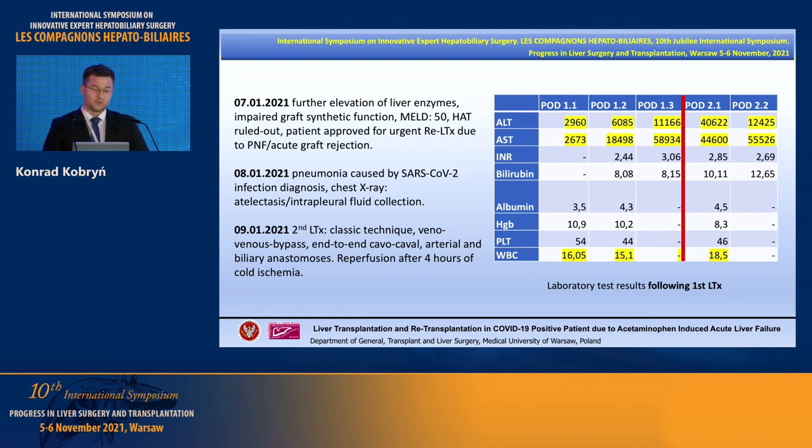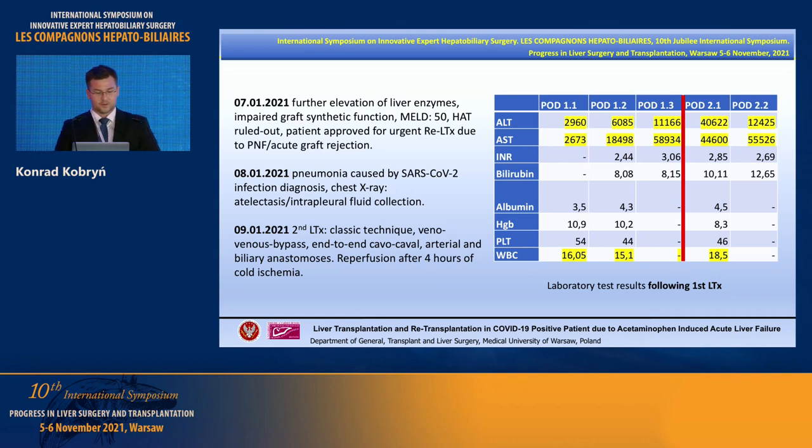Hepatic artery thrombosis was ruled out, and the patient was once again approved for urgent retransplantation due to, at that time, primary non-function versus acute graft rejection. On the next day, on the 8th of January, her COVID-19 symptoms started to kick in.